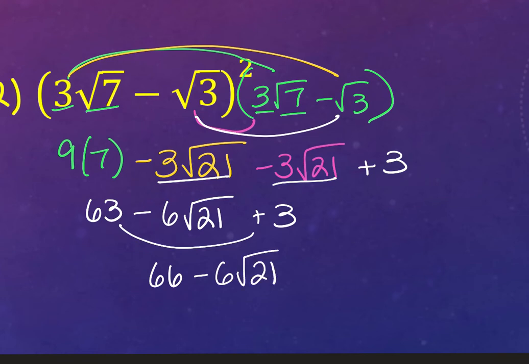Now, just to be sure, you would break down that 21, but it's 3 and 7, and that does not simplify. There's no repeated factors. So 66 minus 6 root 21 is the answer. Questions on that one?